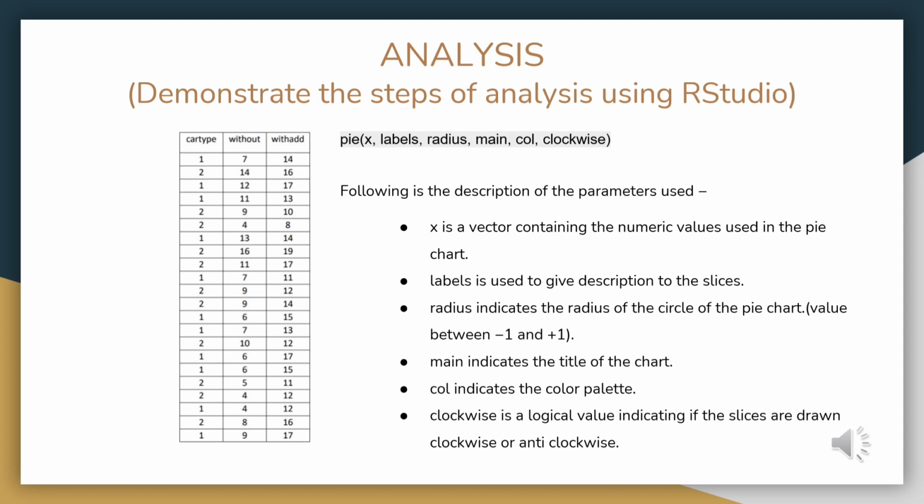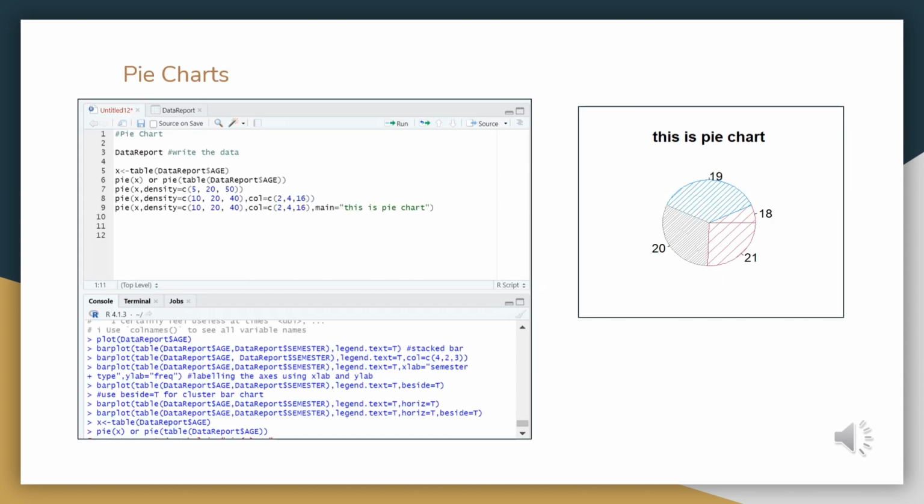Main indicates the title of the chart. Col indicates the color palette. Clockwise is a logical value indicating if the slices are drawn clockwise or anti-clockwise. So in the next slide, I show you how to run the command of pie chart.